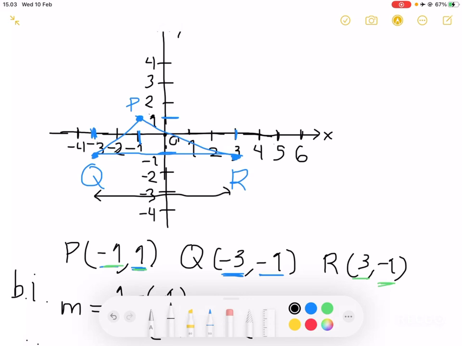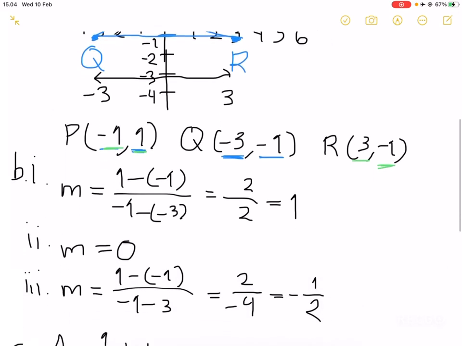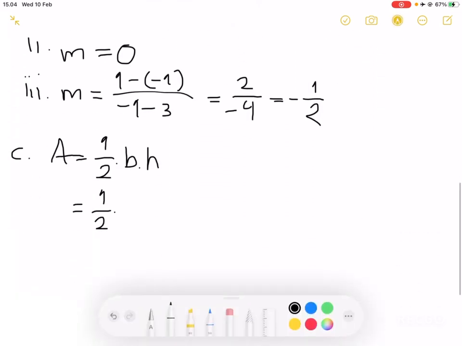And good thing this is a horizontal line because it would probably be harder if it wasn't. So we are going to consider our x coordinates only. So the distance between -3 and 3. We can just calculate this. So we have -3 minus 3 is -6. However, a distance cannot be negative, so we're going to put +6 as our breadth. So we have +6.